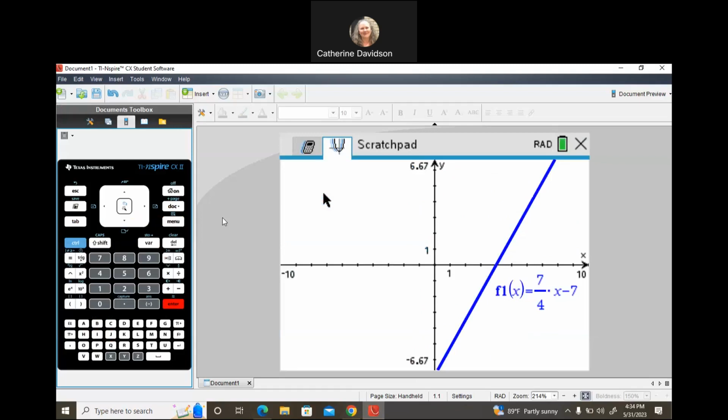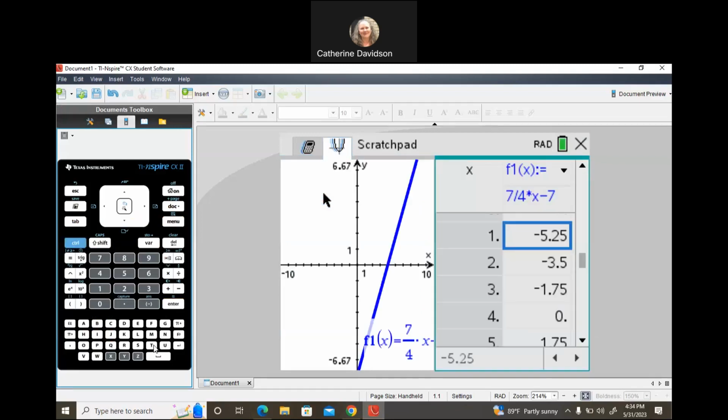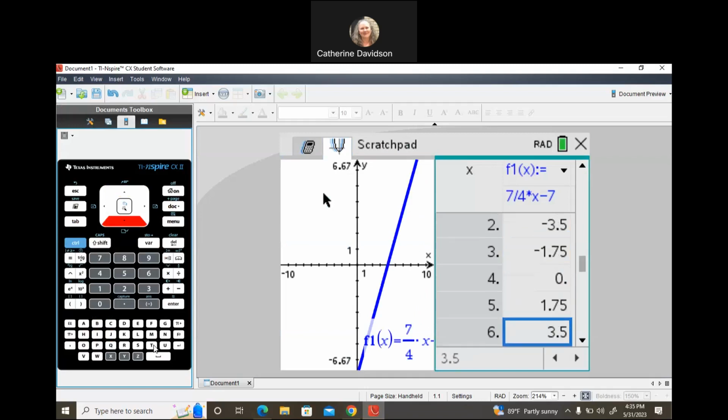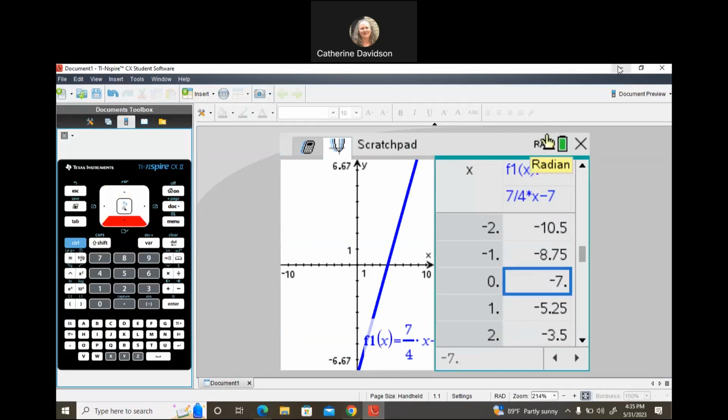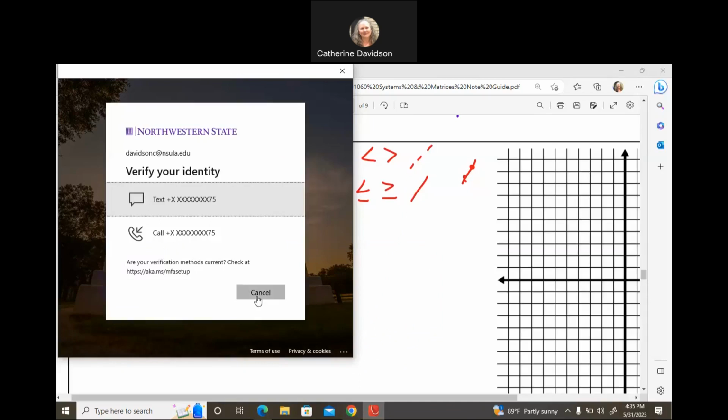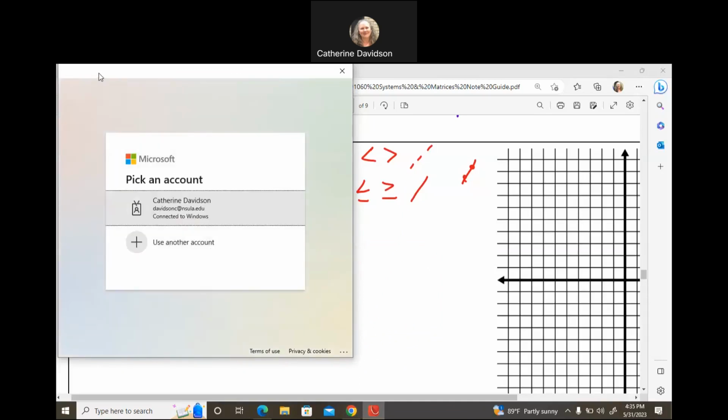I need 2 points to graph this. Does anybody remember how to get 2 points? You hit Control and then the letter T. That gives you a table. That was Control and the letter T. You're going to need 2 points that do not have fractions. So let's use 4, 0, and 0, negative 7. Write those down. And sorry about that.